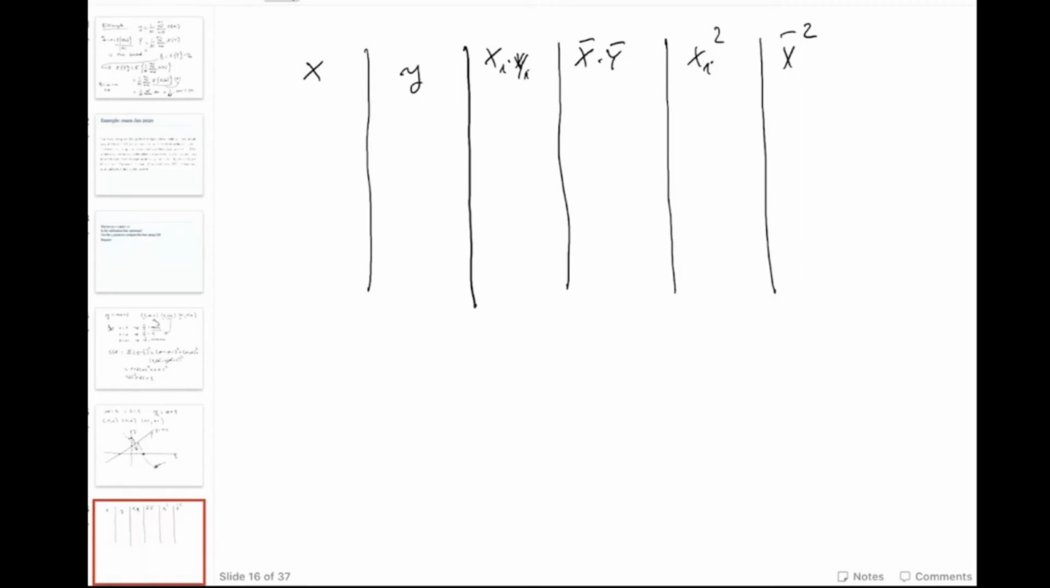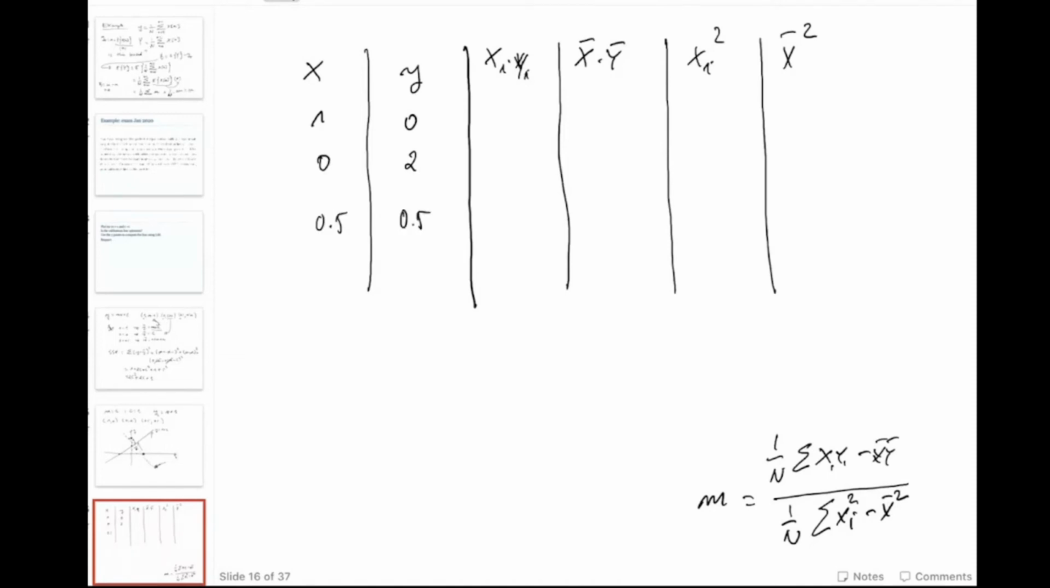Just for recall, we are supposed to compute the slope as 1 over n sum of xy minus the product of the means, divided by 1 over n sum of x squared minus the mean of x squared. Our points are (1, 0), (0, 2), and (0.5, 0.5). So the mean of x will be 1.5 divided by 3, which is 0.5. And the mean of our y will be 2.5 divided by 3. That should give us 0.083.